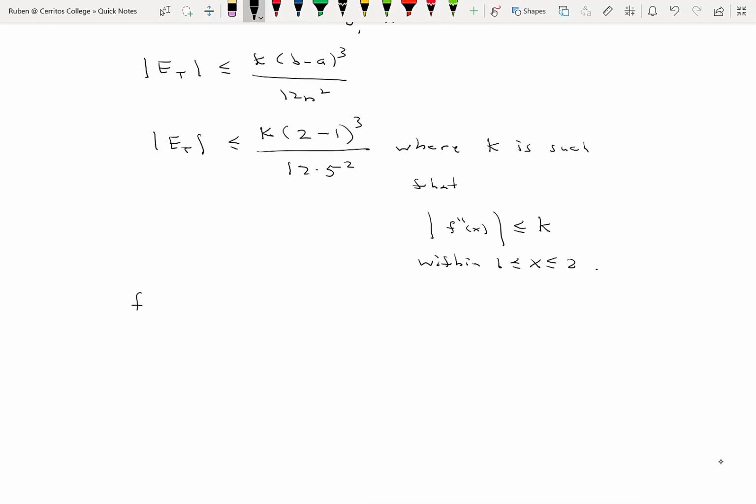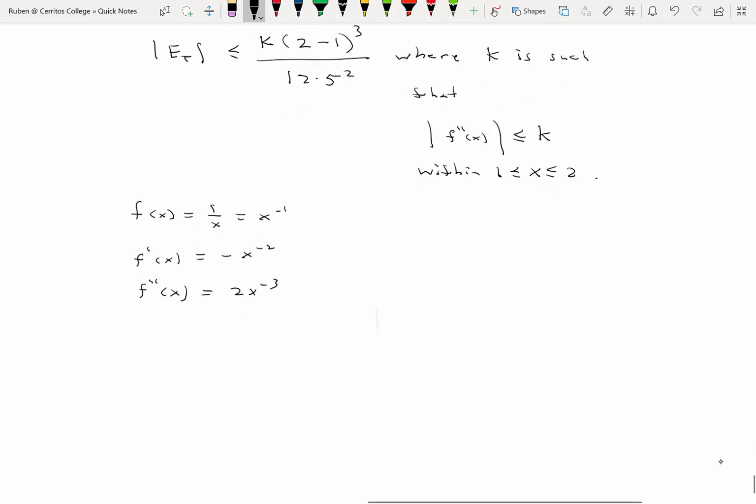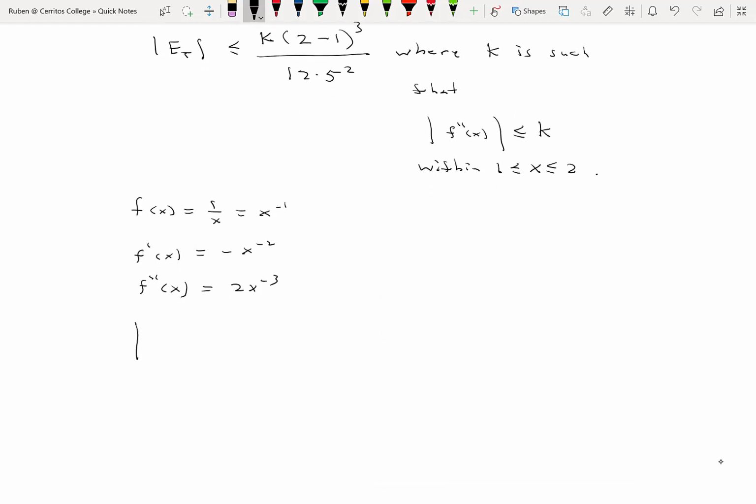Well, the function is 1 over x, or x to the minus 1. So the first derivative is minus 1 x to the negative 2. The second derivative brings down the negative 2, becomes positive 2 x to the negative 3. So we want the absolute value of the second derivative, not the second derivative itself.